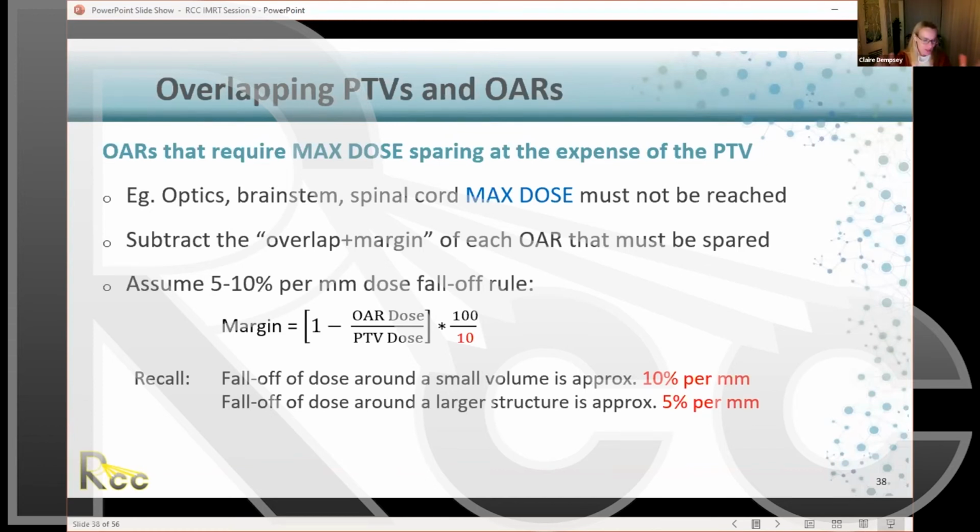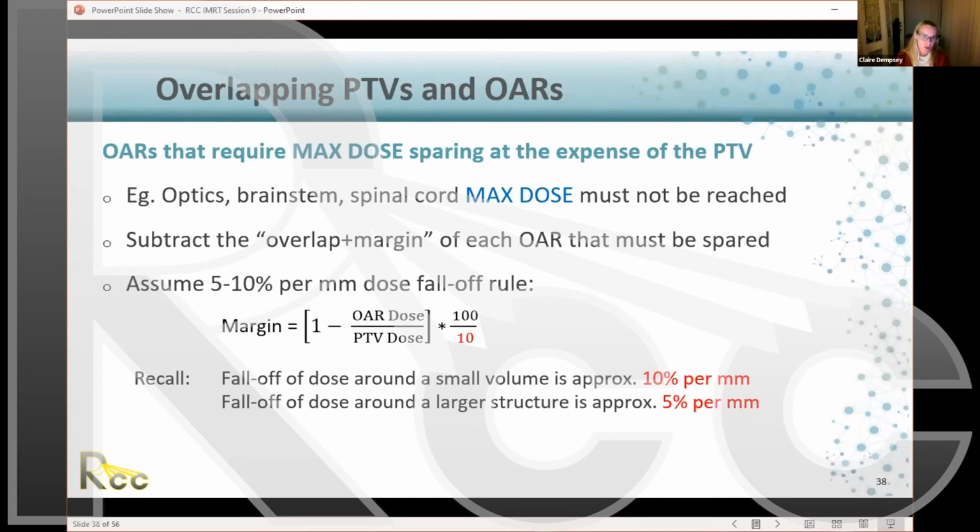Sometimes it happens that parts of an organ at risk do fall inside a PTV due to the GTV to PTV margin that you need to use. So that tends to be what happens. You have a small GTV with a larger margin around it to create your PTV, and then that happens to fall within an organ at risk.